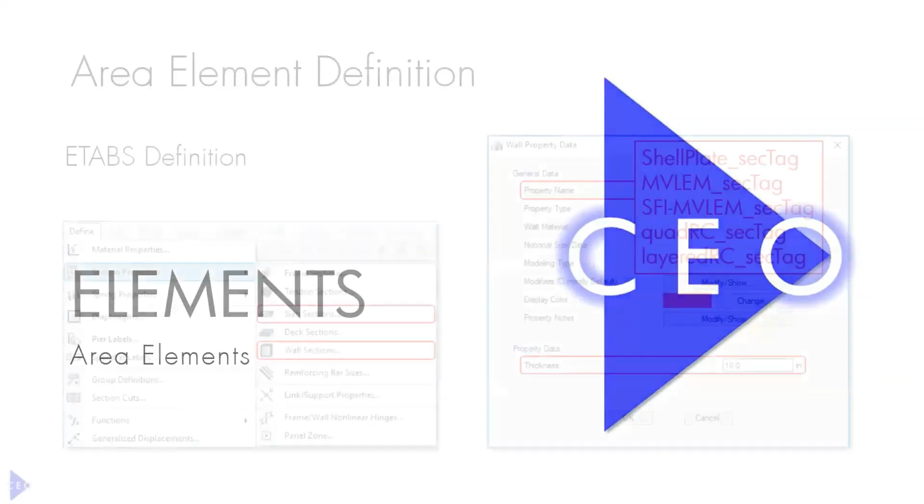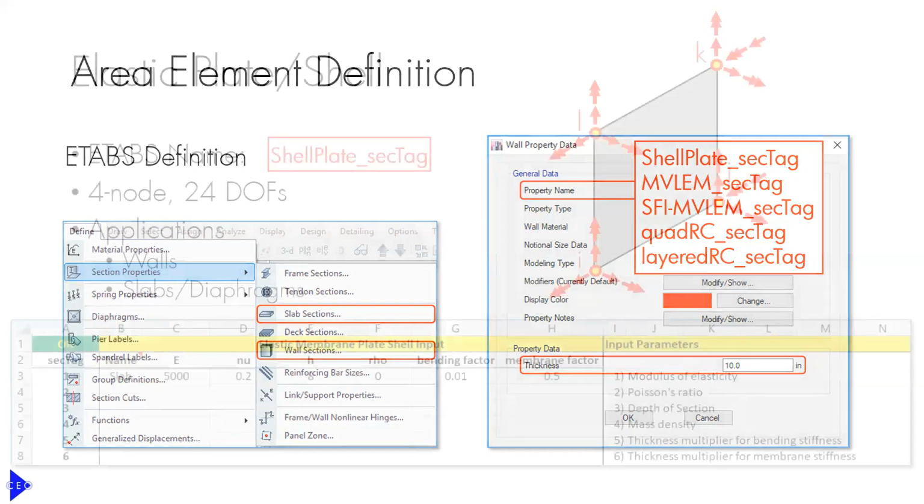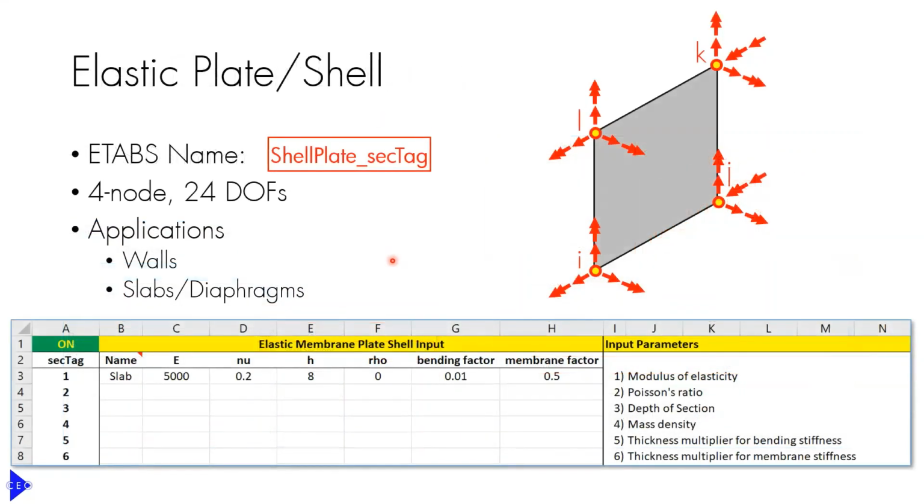And just one example of area elements. When you're defining area elements, we have slab and wall sections. So these are the two options from ETABS that you can use. And these are the different keywords you can use to define the shell element: elastic, MVLEM, SFI MVLEM, quad, or layered shell. So for the shell plate section, it's basically defining parameters in the spreadsheet and assigning it to a certain element in ETABS. Again, this keyword is essential.